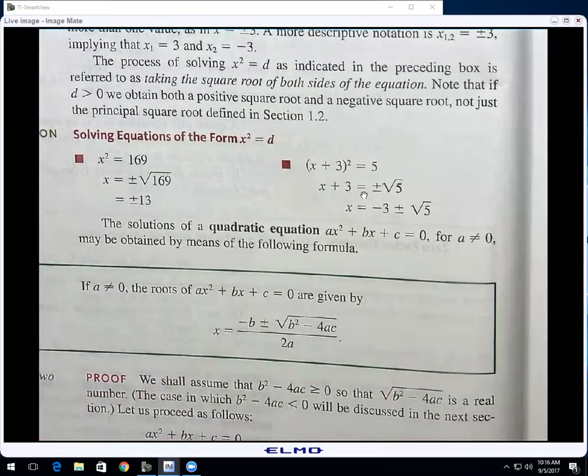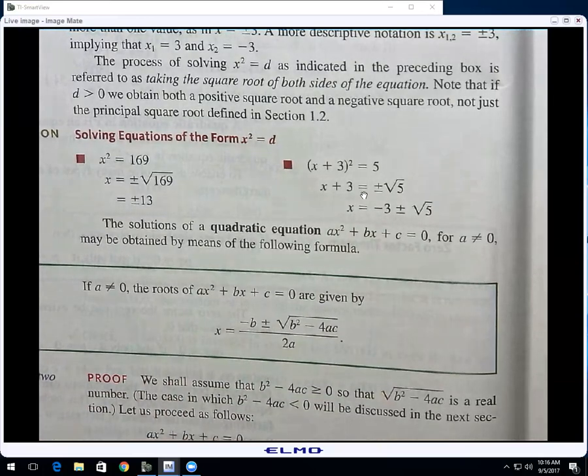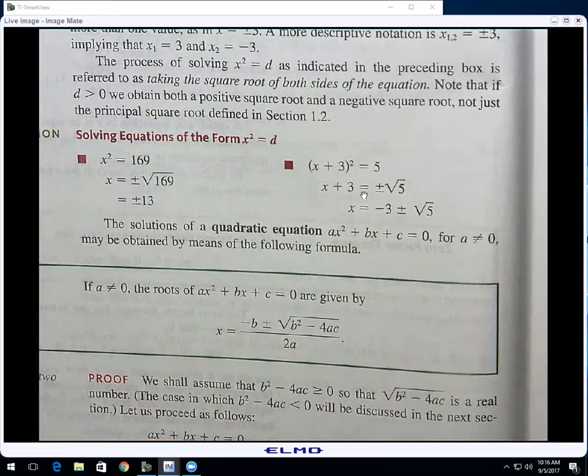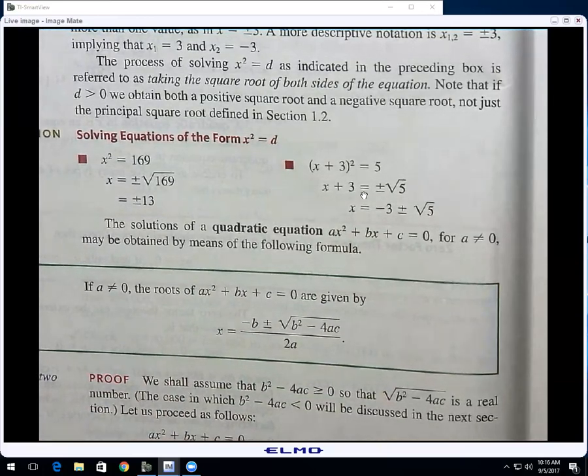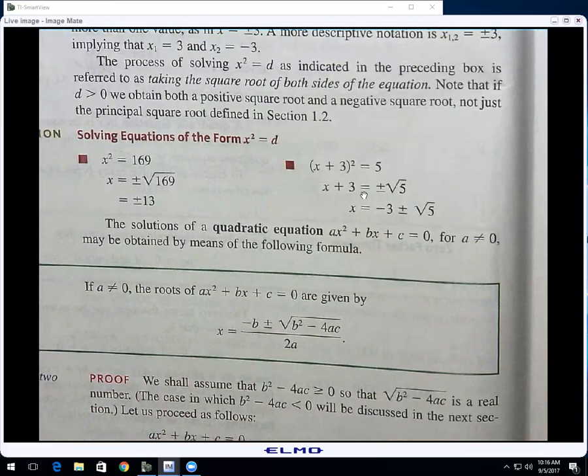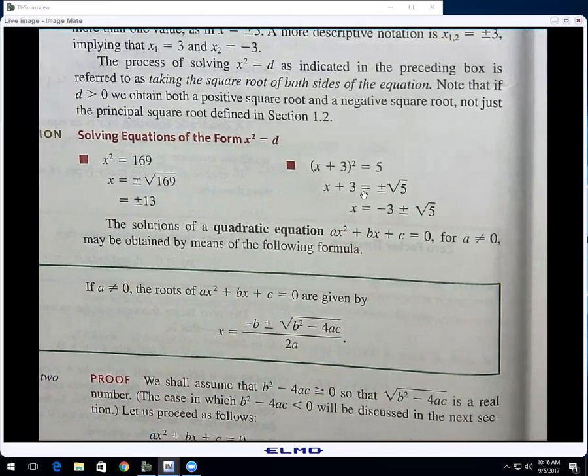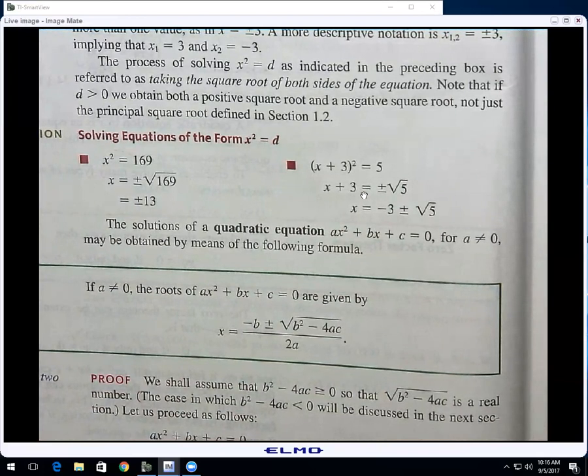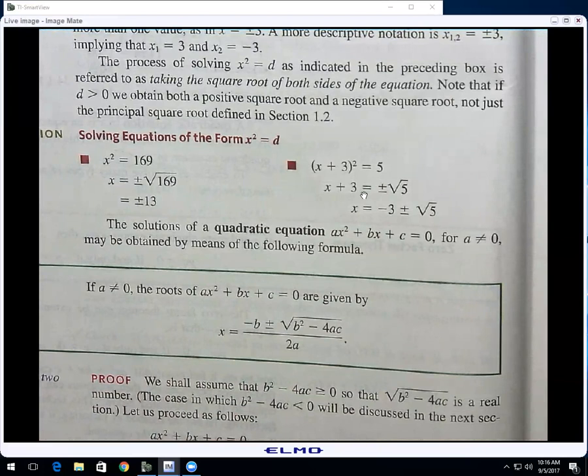What's your if-all-else-fails method for solving quadratic equations? If it won't factor, and if you can't use the square root method, you can always use the quadratic formula, which you sing to yourself to the tune of Pop Goes the Weasel. X is equal to negative b plus or minus the square root.